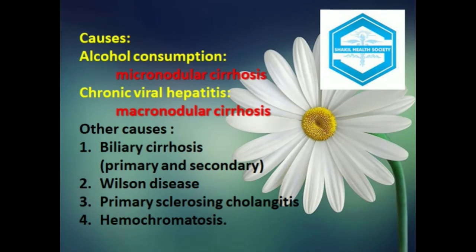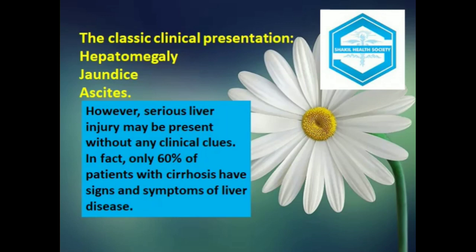Causes: alcohol consumption is one of the most common causes of micronodular cirrhosis, while chronic viral hepatitis is the cause of macronodular cirrhosis. Other causes are listed as biliary cirrhosis, whether primary or secondary, Wilson disease, primary sclerosing cholangitis, hemochromatosis.